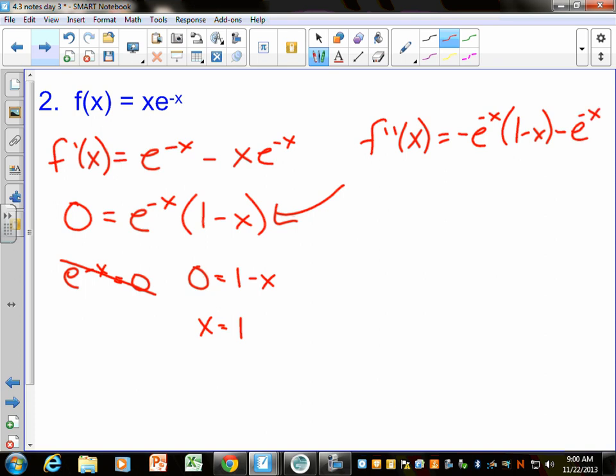Could I factor out e to the negative x again? I don't know. Should I factor out a negative? Should I factor out a negative e or leave the negative? Because these both are negative e. So if I factor out a negative e to the negative x, I would be left with 1 minus x plus 1.